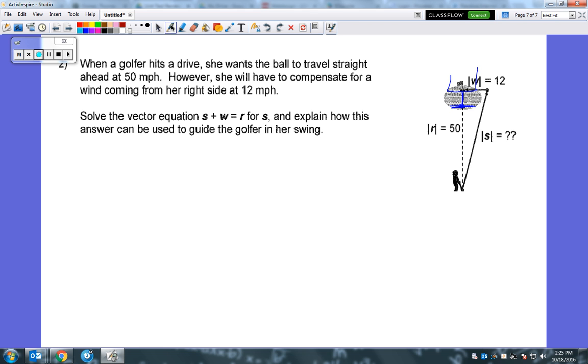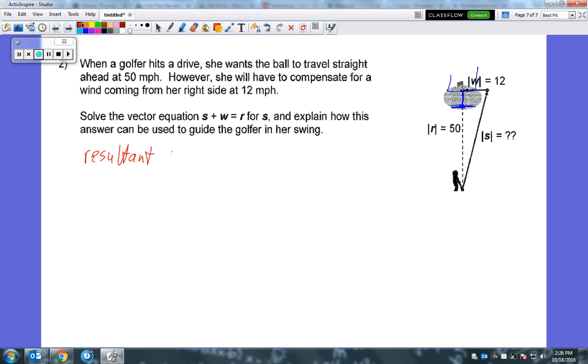So if a golfer hits a drive, she wants the ball to travel straight ahead at 50 miles an hour. She needs, same thing. What vector did I just describe? Resultant. So the resultant here, we have the person and we have the wind. You could do A, B, or you could do whatever you want. They chose to show us S and W. W is for the wind. The resultant that we need is what?